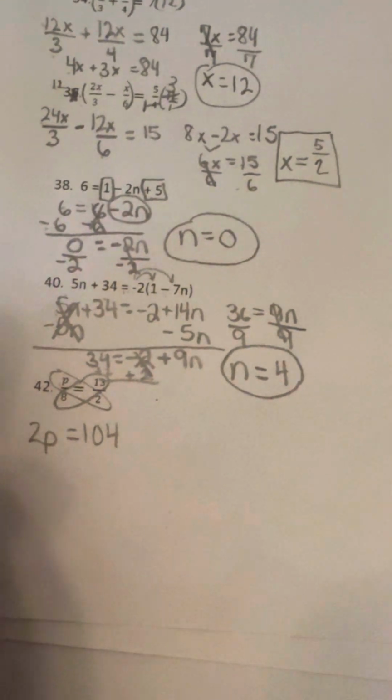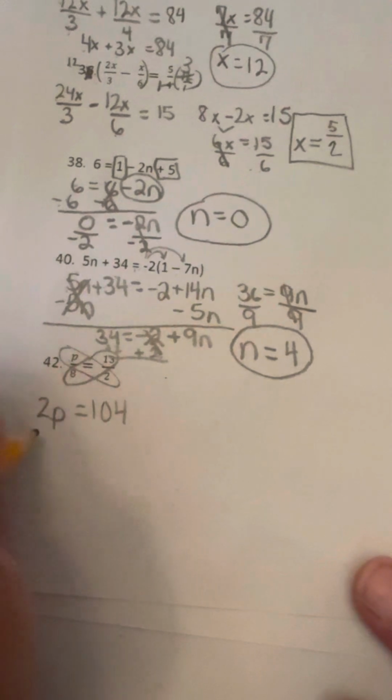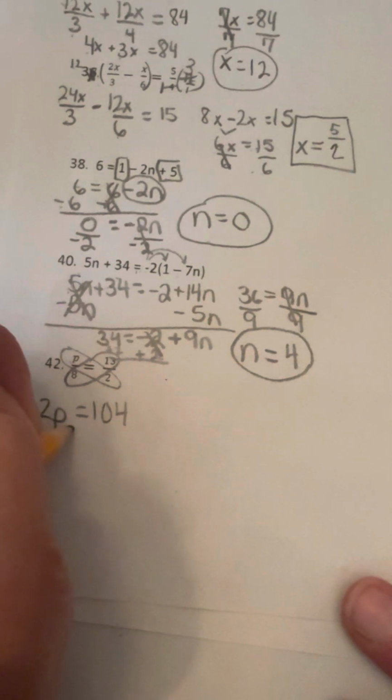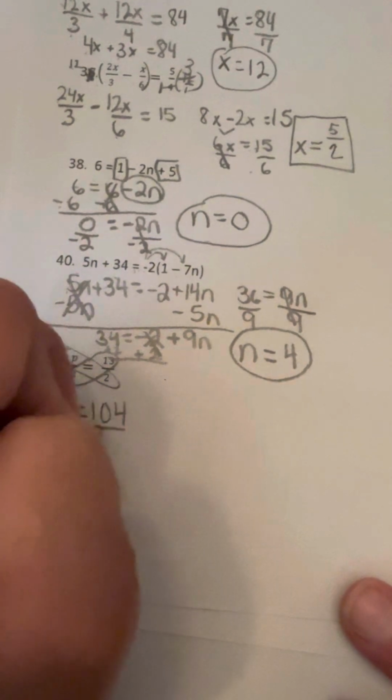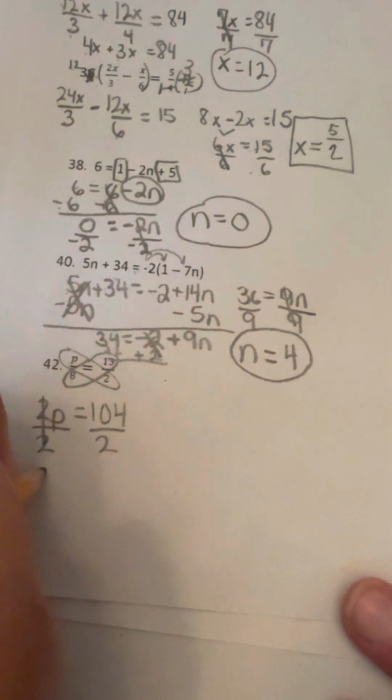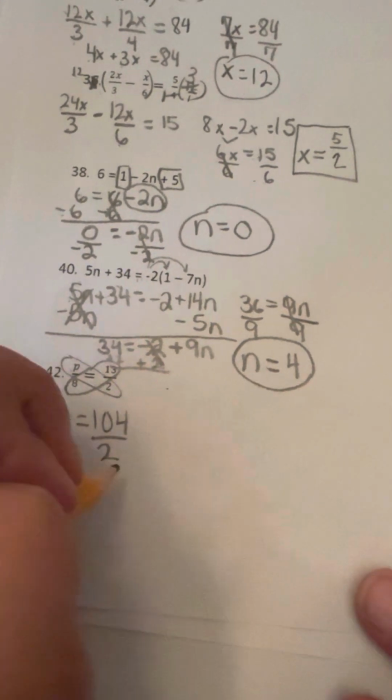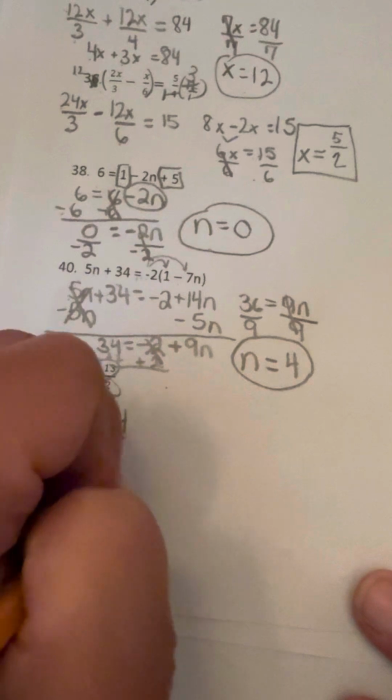And then our last step, simply, so you multiply, then divide. It's very simple. Divide by whatever the coefficient is in front of the variable. In this case, it's 2. So we're going to cut 104 in half, leaving me with 1p over here. And over here, this is going to be 52.